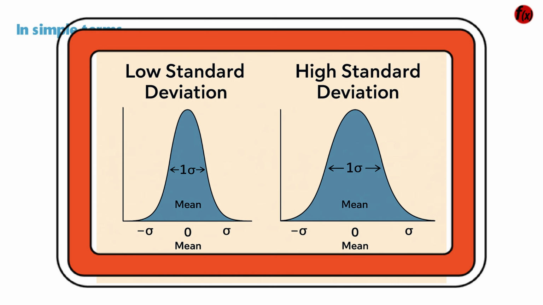In simple terms, standard deviation tells us how spread out the numbers in a data set are. A low standard deviation means the data points are close to the mean, while a high standard deviation indicates a wider spread.